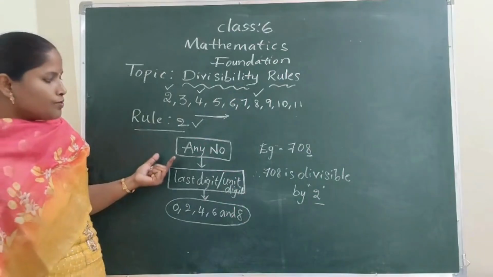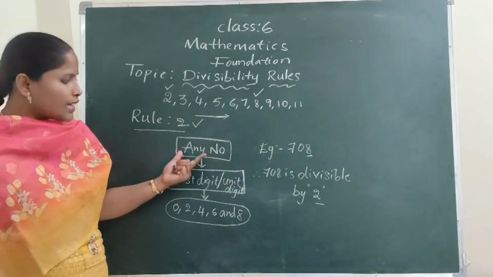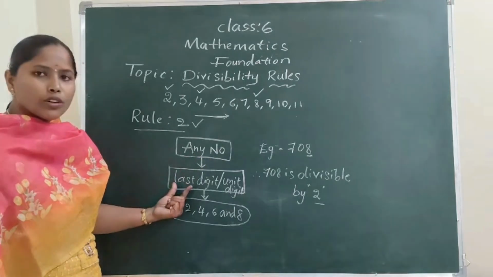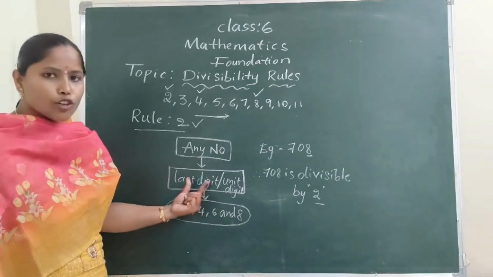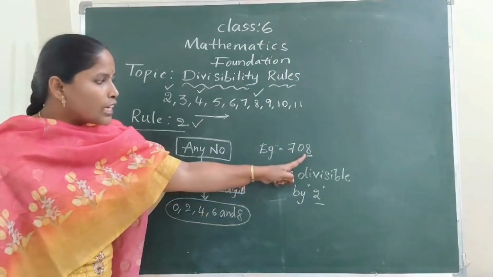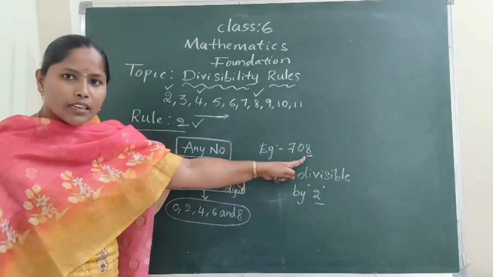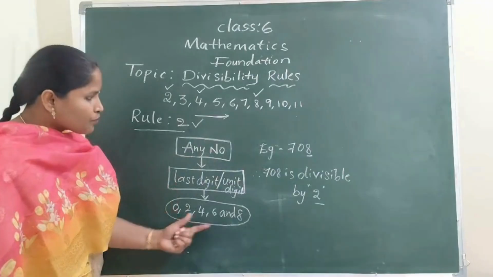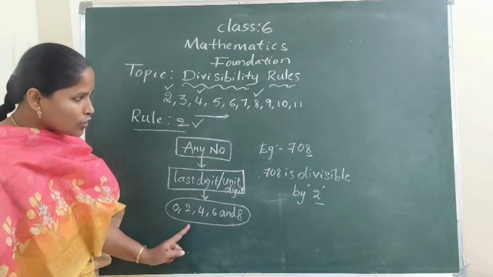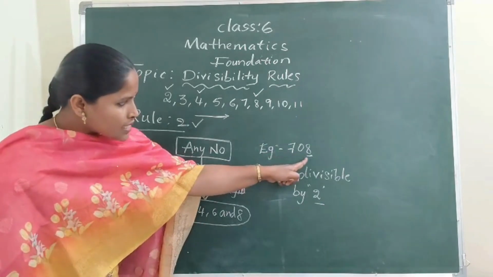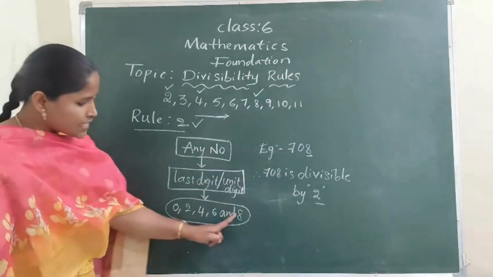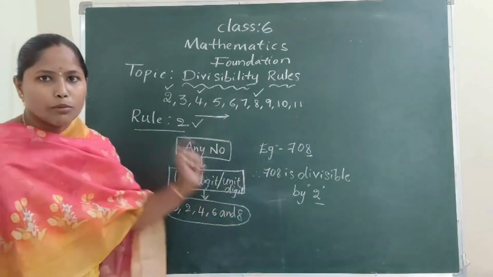What is rule 2? First take any number. After that, focus only on the last digit of the number. Check whether the last digit is present in this list or not. What is the last digit of this number? 8. Is 8 present in this list or not? Yes, it is present. So it is divisible by 2.